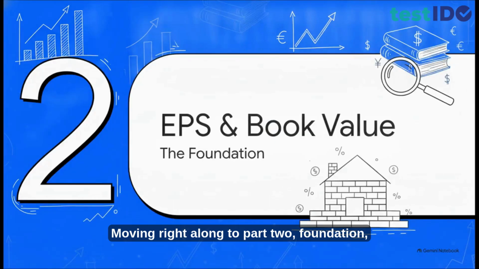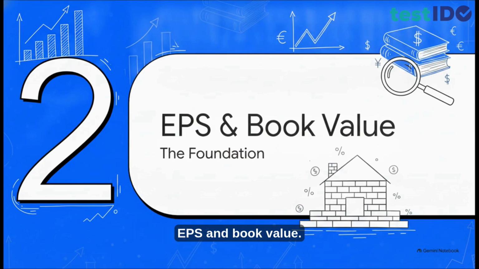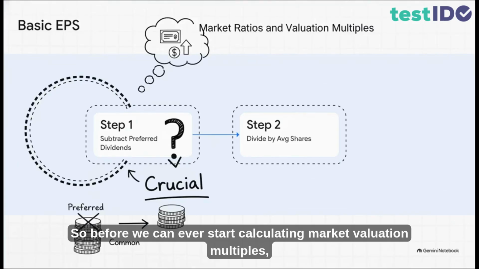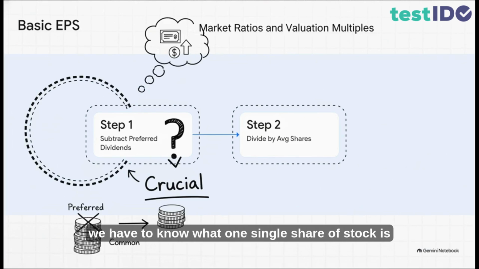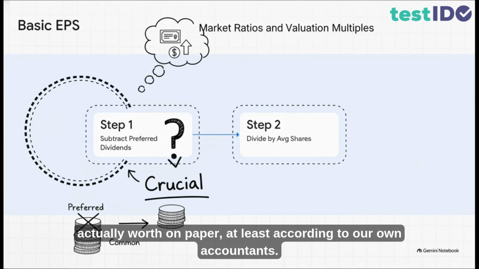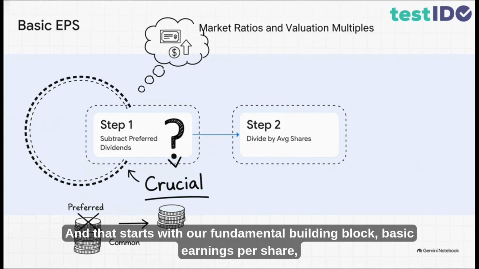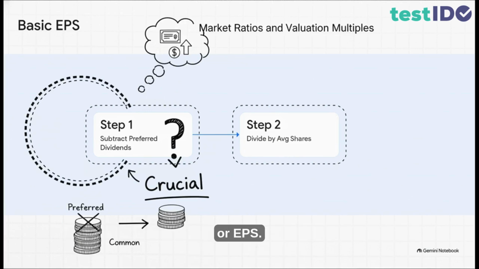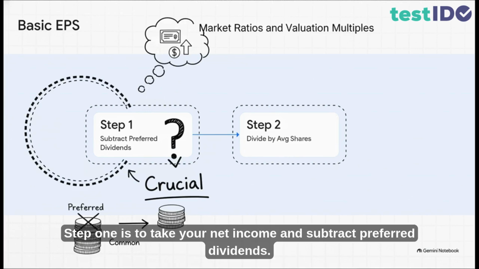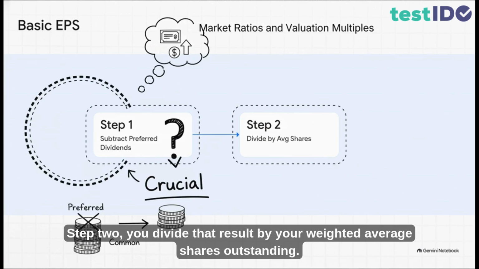Moving right along to part 2, foundation, EPS, and book value. Before we can ever start calculating market valuation multiples, we have to know what one single share of stock is actually worth on paper, at least according to our own accountants. And that starts with our fundamental building block, basic earnings per share, or EPS. Step 1 is to take your net income and subtract preferred dividends. Step 2, you divide that result by your weighted average shares outstanding.